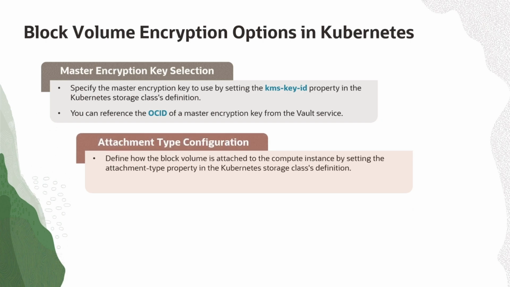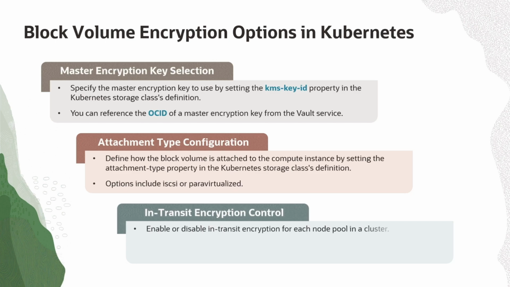Next, you have control over how the block volume is attached to the compute instance. You can define this attachment type by setting the attachment-type property in the Kubernetes storage classes definition. Your options include iSCSI or paravirtualized. This setting allows you to tailor the attachment method to your specific requirements.